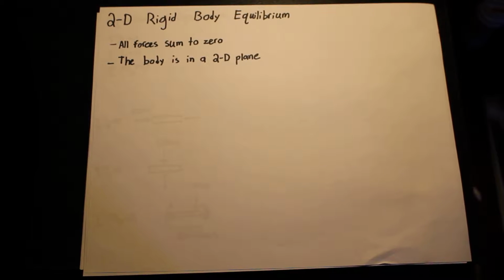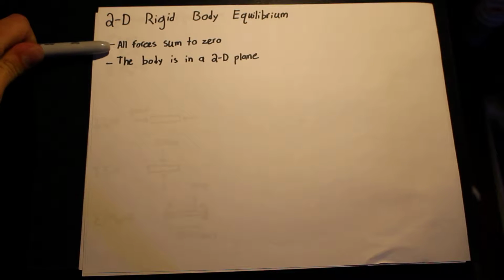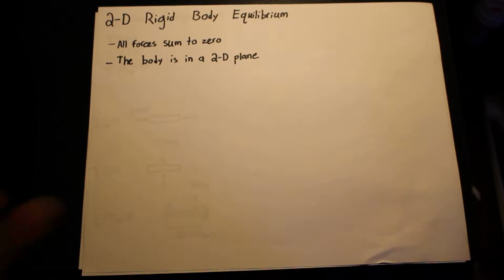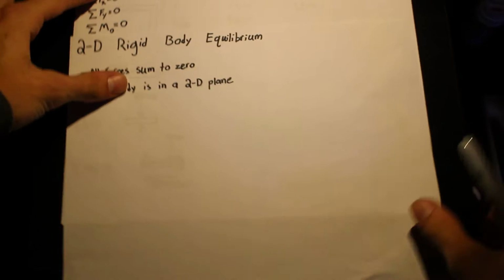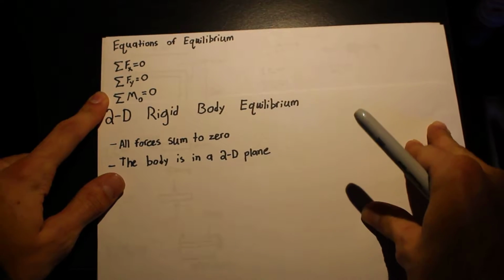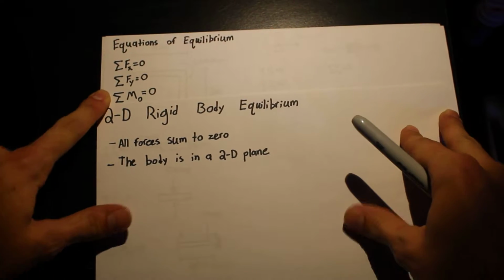My name is Joseph Wolfenden, and today we're going to be learning about 2D rigid body equilibrium. So the first thing is all the forces have to sum up to 0. The next is that the body is in a 2D plane. Here we have the forces in x, y, and the moment about the origin point, or whichever point we decide. All of those have to equal 0.